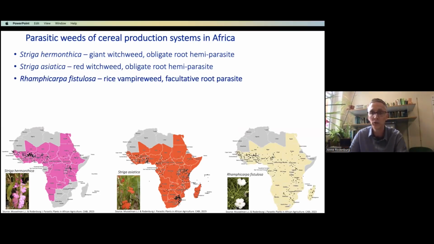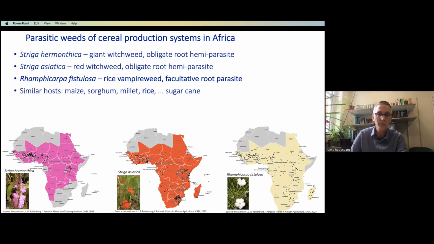And here you see the distribution map and also a photo of the flowers when they are flowering, and they are only flowering at night. So they're only opening at night. So this photo was taken during the night. All of these parasitic weeds have similar hosts: maize, sorghum, millet, and rice. I put rice here in bold because the talk will be mainly on rice. And also because rice is the main host, at least for Rhamphicarpa fistulosa.